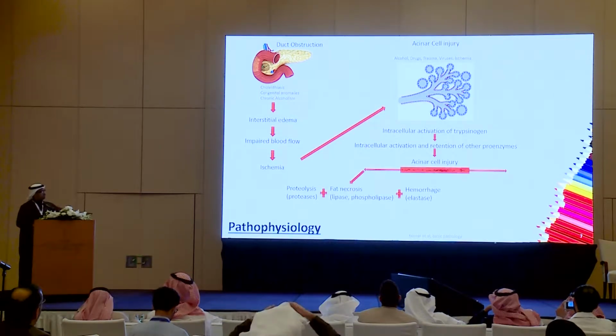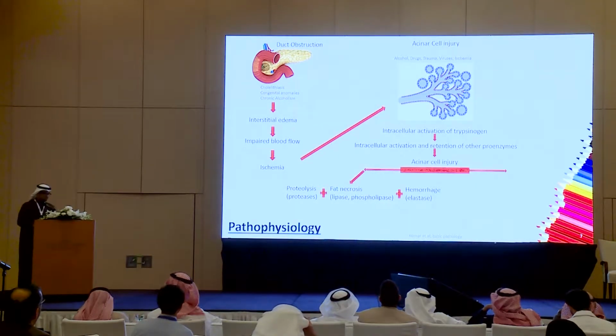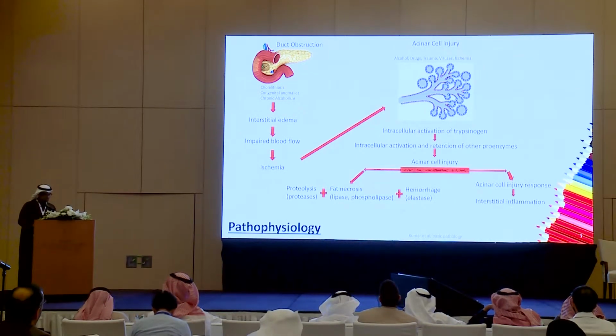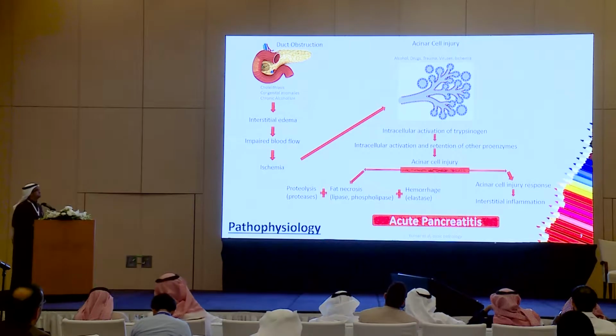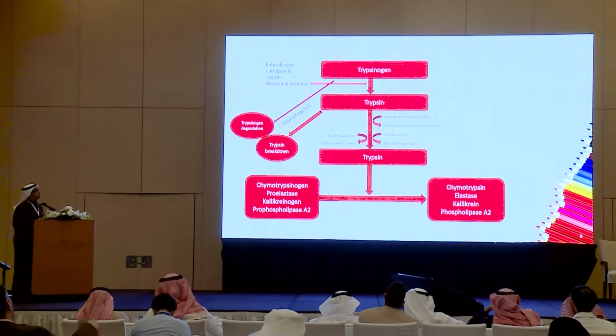This mechanism, because of the enzymes, you see these different enzymes causing different mechanisms leading to the injury of the acinar cells. Acinar cell injury response will lead to more interstitial inflammation, and that will lead to acute pancreatitis. So that's the cause of acute pancreatitis.